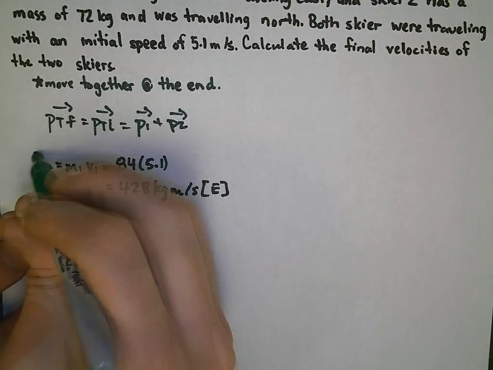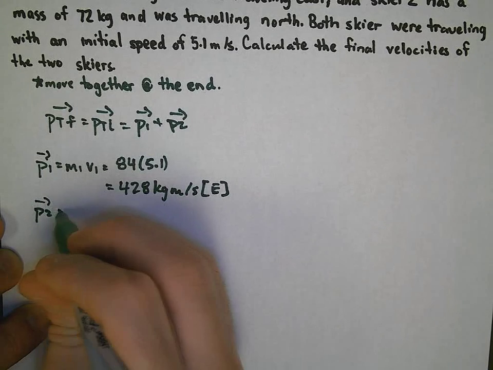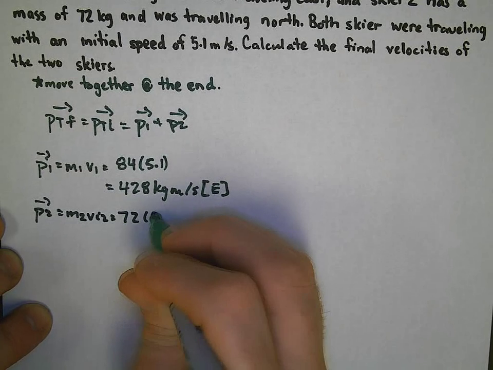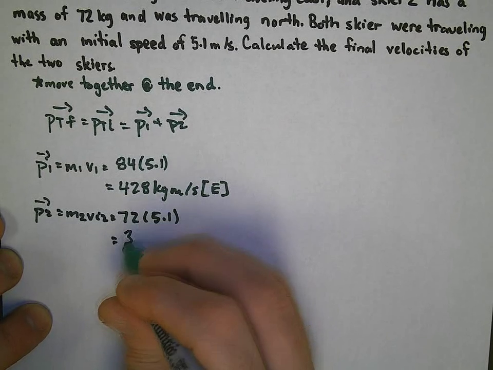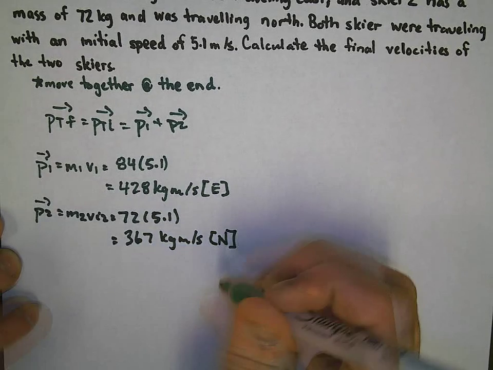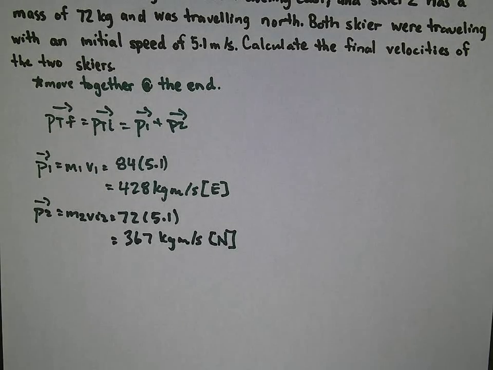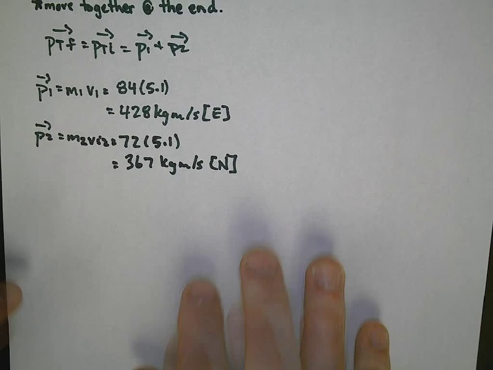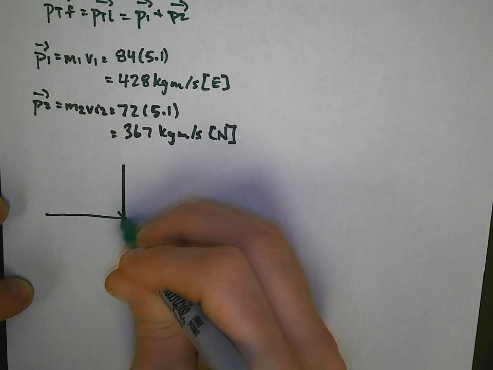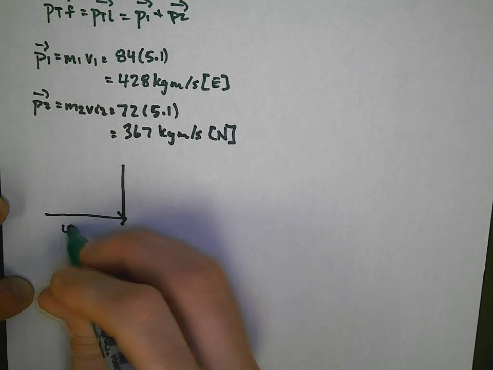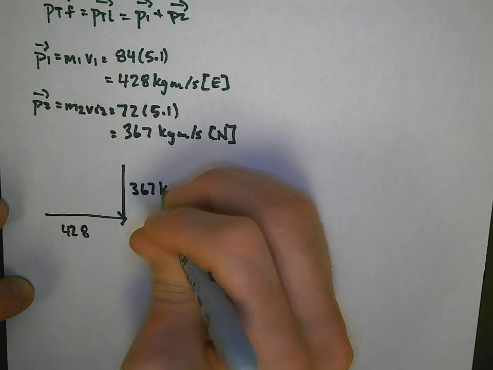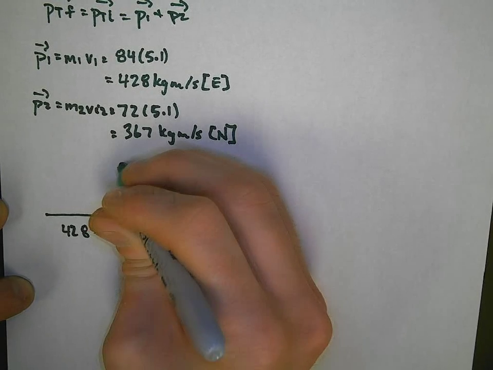The second momentum, M2 Vi2, that will be 72 multiplied by 5.1, which we calculate to be 367 kilogram meters per second, and that one is in the north direction for skier 2. And these two collide at the right angle, so we can actually draw this as a right triangle. We have the one skier in the east direction of 428 kilogram meters per second. We have the other one that was traveling at 367 kilogram meters per second in the north direction.